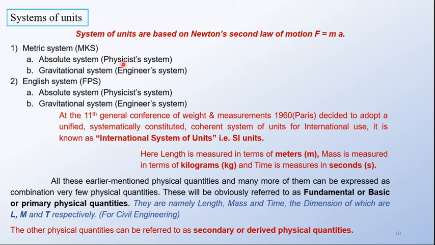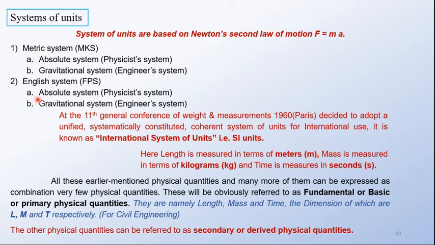In case of MKS system, we know that it is meter, kilogram, and then seconds. MKS system. For measurement of length is meter. For measurement of mass, it is kilogram. For measurement of time, it is seconds. And then in English system, FPS, that is foot, pound, and seconds. If you come to gravitational or engineer system, it is pounds or slugs and then seconds.